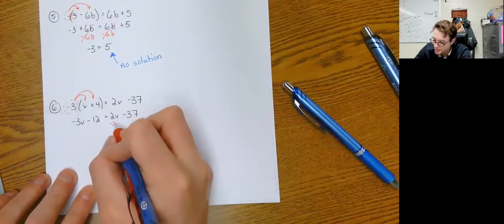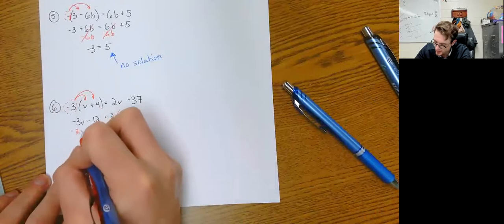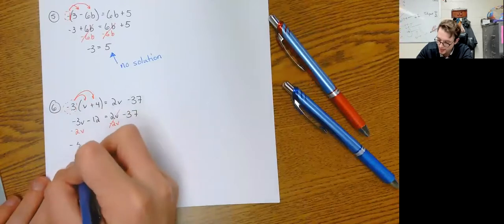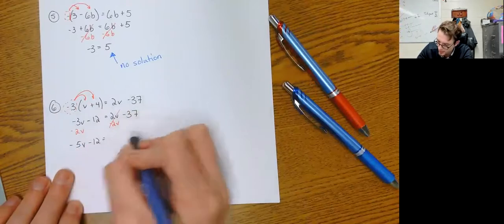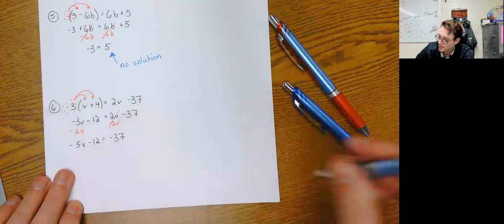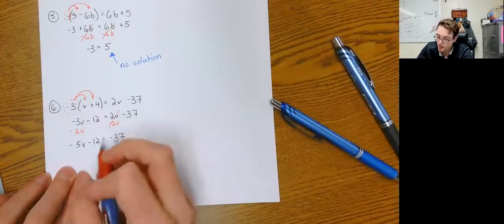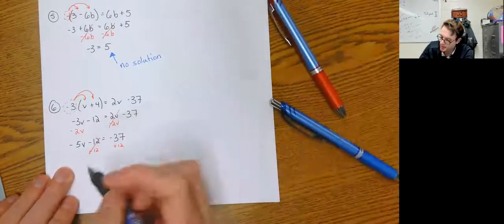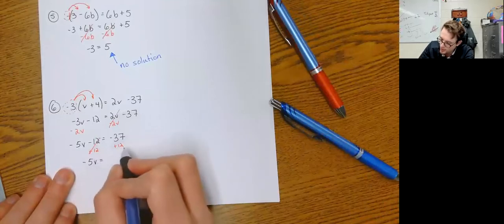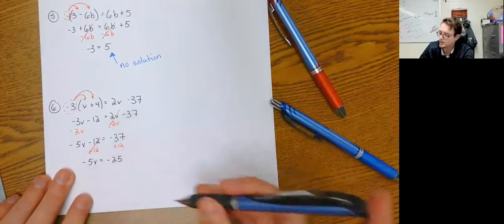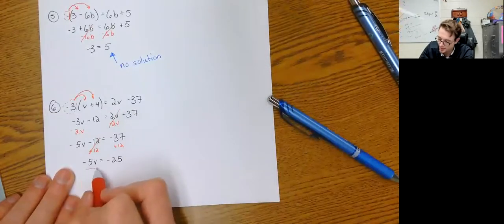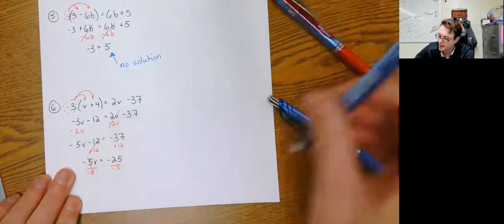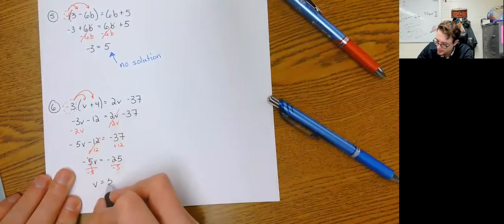I don't want this 2v over here. Minus over here. -3v minus 2v is -5v. Drop the -12. Drop the -37. Now I need to cancel out this minus 12. So add 12. -5v equals -25. All right, one more step. I need to cancel out multiplication with division. All right, and I'm left with v equals positive 5.